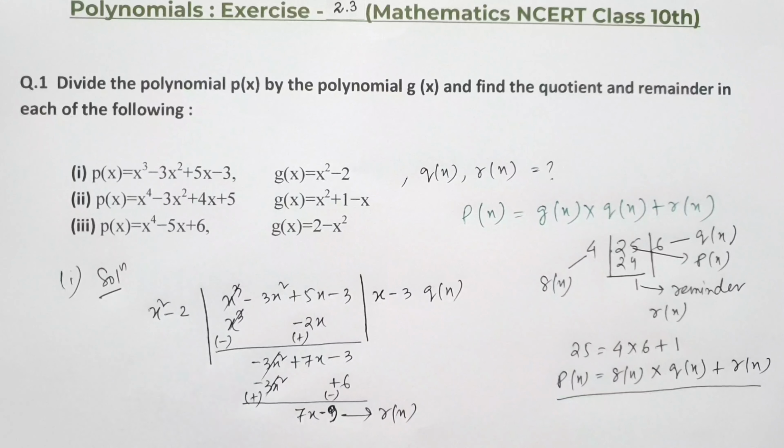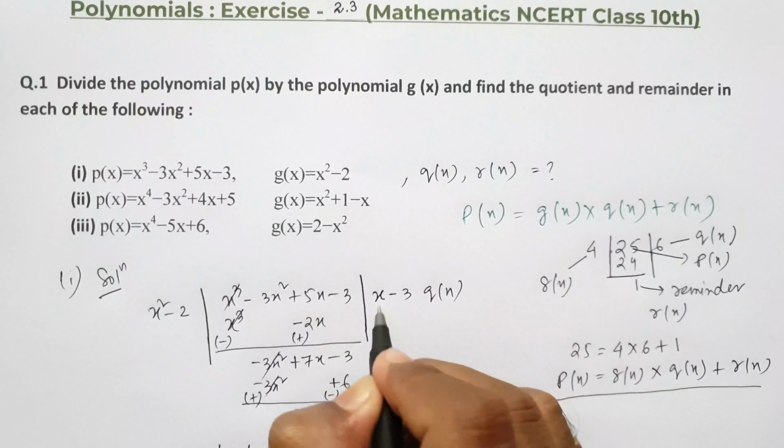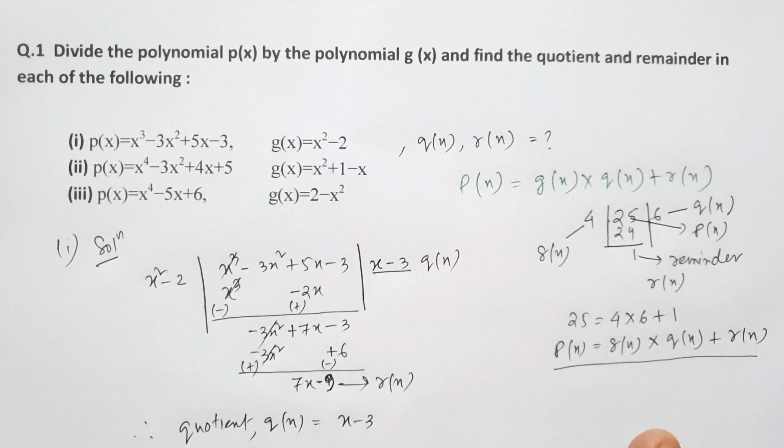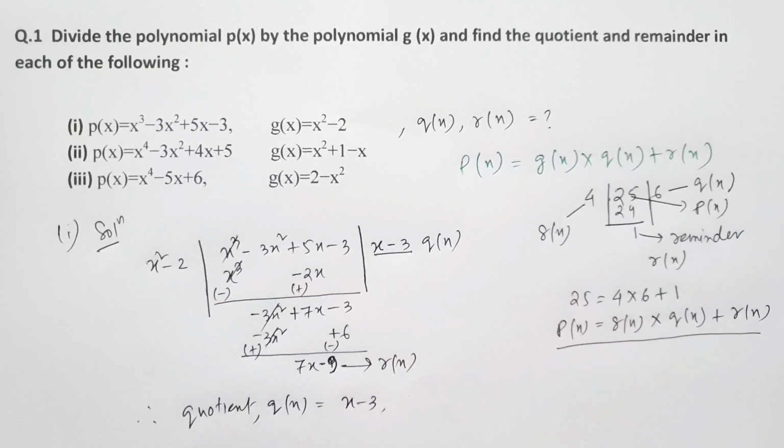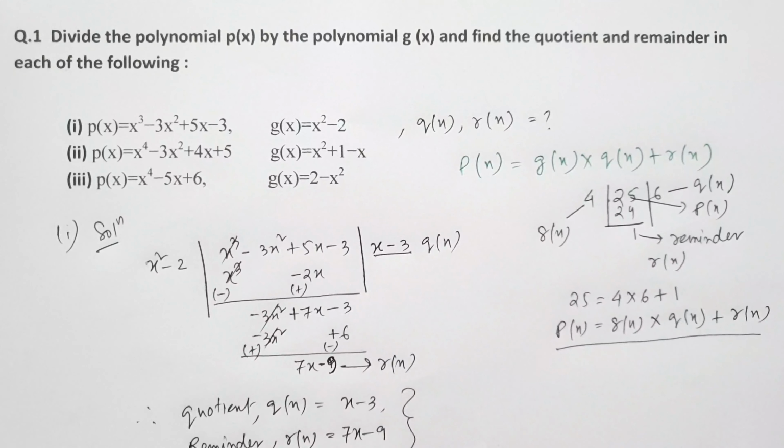So ultimately we can write, therefore, the quotient q(x) is equal to x minus 3, as we got the value here, and the remainder r(x), we got the value as 7x minus 9. So this is our answer.